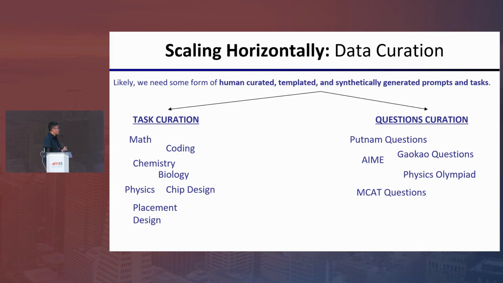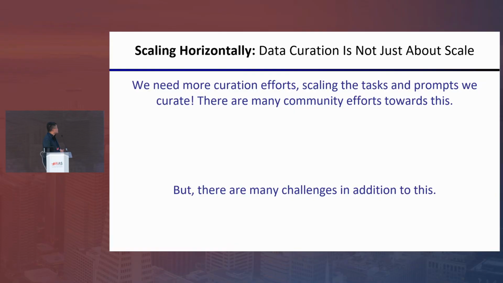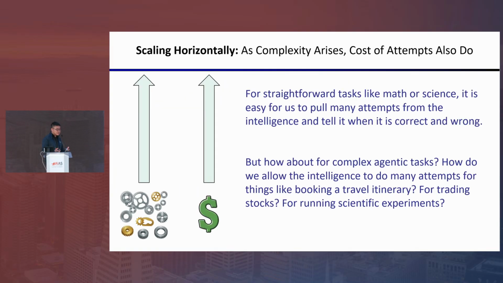It really appears that each different type of data provides some unique value. There will be many different tasks we are already focusing on, many different types of questions we are already collecting, and it's really not enough. So generally, as a community, we really need more curation efforts, scaling the tasks and prompts we can curate. And there are actually also many different challenges related to this. One of the key reasons why certain progress has been quite slow in different domains is actually related to what we talk about in this slide.